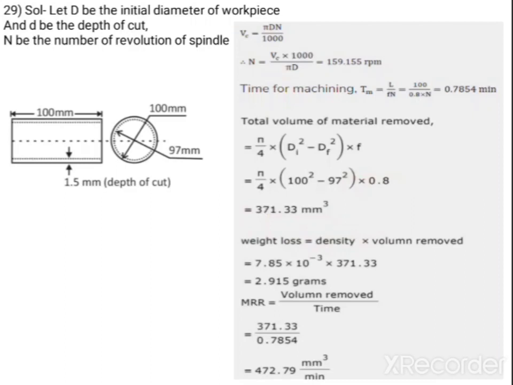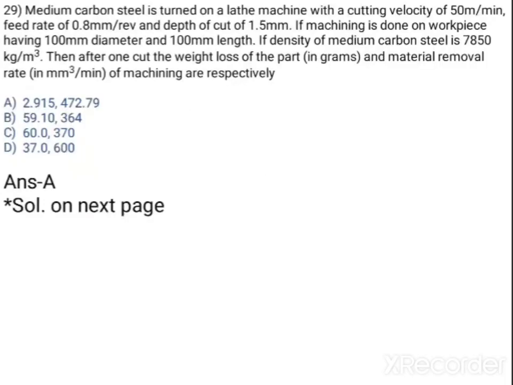Weight loss, how to find out weight loss? Just density is given, density into volume removed, which I have already calculated: 7.85 into 10 raised to minus 3 into the volume removed, you will get 2.915 grams. And then lastly you have to find out the material removal rate, that is mm cube per minute. Volume removed in mm cube and time in minutes. Volume removed we have already found, 371.33, and time is 0.7854, already calculated. You will get the answer 472.79 mm cube per minute. That is the correct option A.